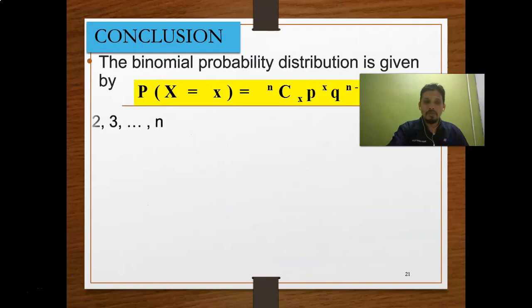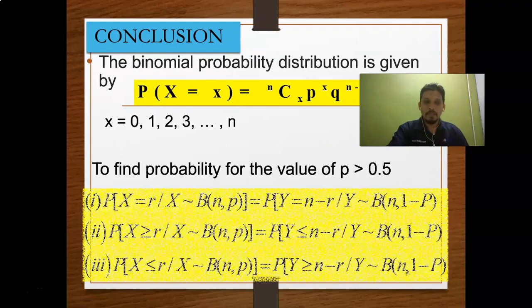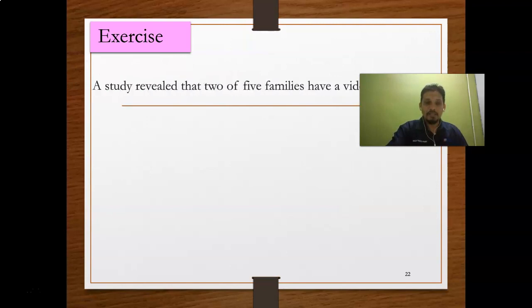Okay, so the binomial distribution is given by here, and for the special case, p is greater than 0.5. So I hope all of you understood the process of changing it from the x to y binomial distribution to get the answer. Okay, so let's exercise.